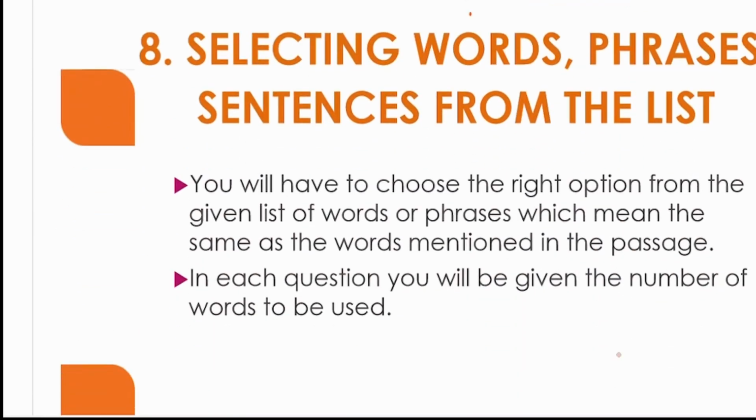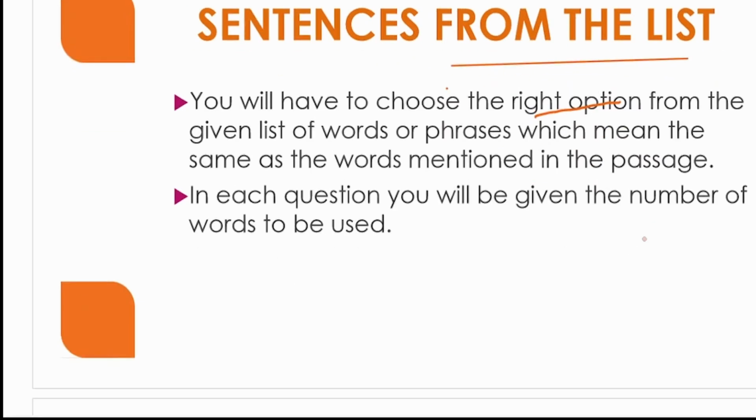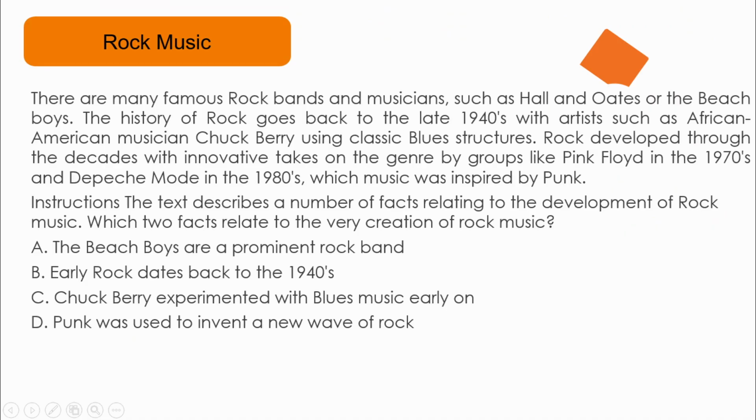Yes, the next type of question which you can expect is selecting of words, phrases, sentences from the list. You will have to choose the right option from the given list of words or phrases which mean the same as the words mentioned in the passage. For each question you will be given the number of words to be used. Below is the cited example of the same. There is a small passage on rock music and there are different questions which are asked below. Yes, so after reading the passage, you need to follow the instructions and answer the same.